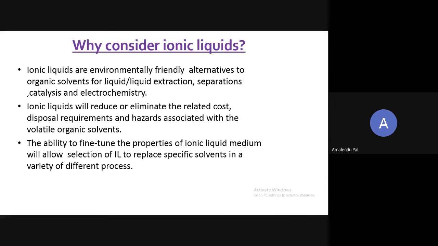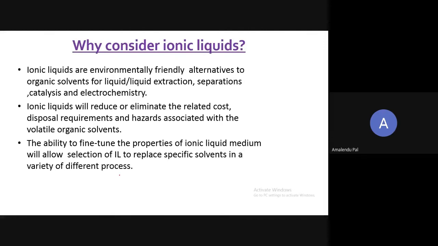Catalysis, I gave one example earlier today at the beginning. Electrochemistry also. Ionic liquid will reduce or eliminate related costs and disposal requirements if it acts as a catalyst. The hazards associated with volatile organic solvents are not so severe. The ability to fine tune the properties of ionic liquid media allows selection of an ionic liquid to replace specific solvents in a variety of different processes.